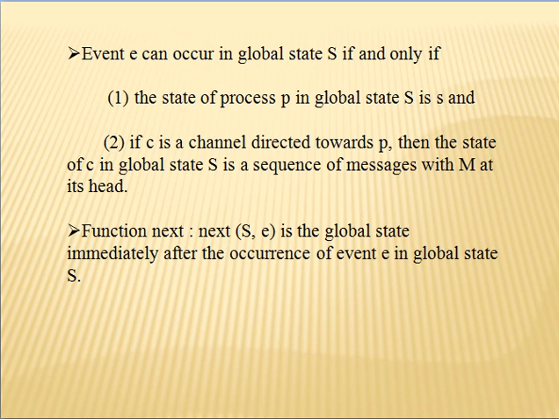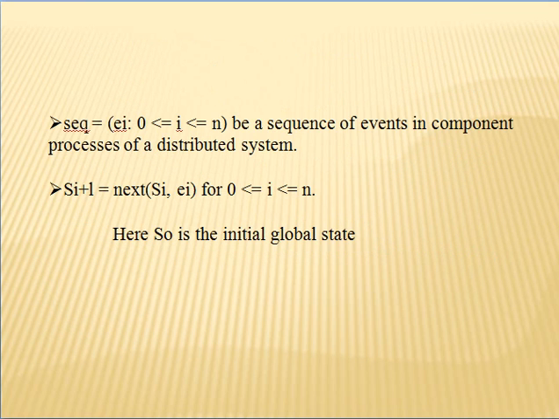I will repeat once again. If C is a channel directed away from P, then the state of C in next of S comma E is the same as the state of C in S with message M added to the tail. Before, we said that if C is a channel directed towards P, message M is deleted from the head, but in this case message M is added to the tail.